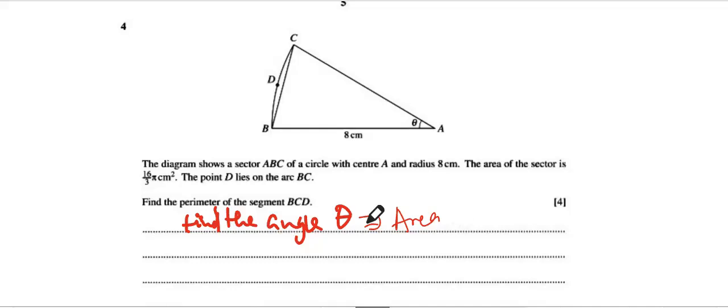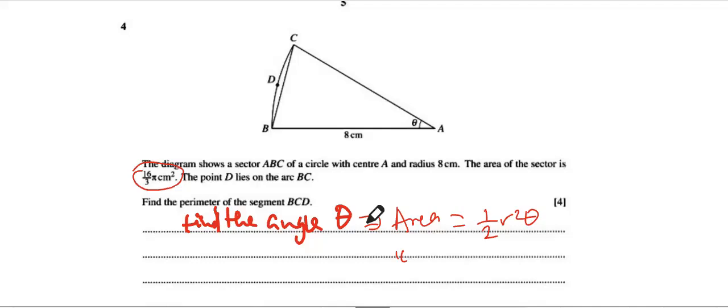The area of a sector, relating to radians, has a formula, and that formula is given in the list of formulae MF19. It is half r squared theta, and we are given the area. The area of the sector is 16 pi over 3. So we are going to substitute that.